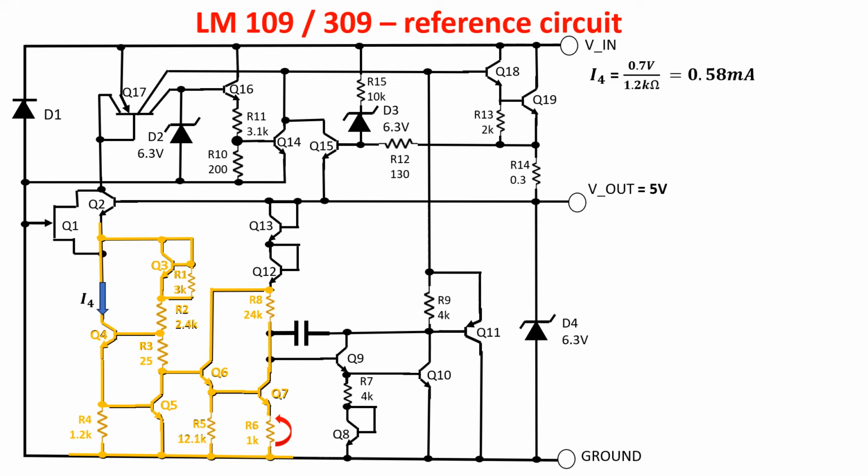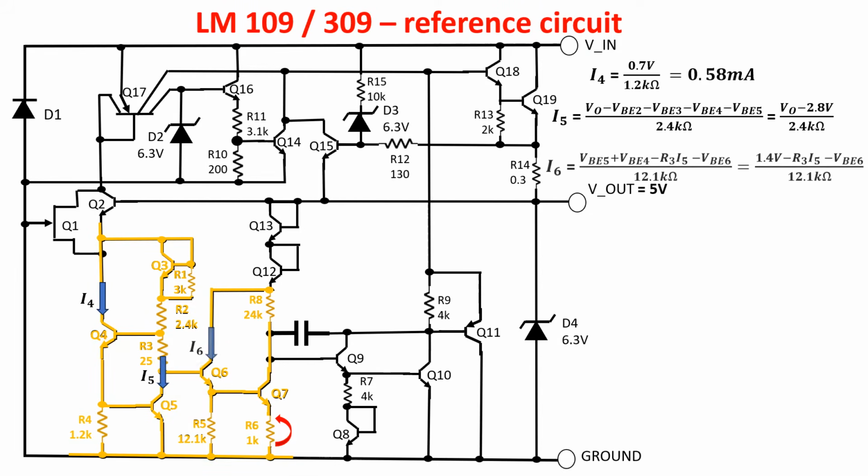I5 is equal to Vout minus VBE2 minus VBE3 minus VBE4 minus VBE5, divided by R2. So I5 is Vout minus 0.7 volt times 4, divided by 2.4 kilo ohms. I6 is the current flowing in Q6 and it is equal to VBE5 plus VBE4 minus R3 times I5 minus VBE6, divided by R5, but R5 is 12.1 kilo ohms, 10 times R4, because we want I6 10 times I4.